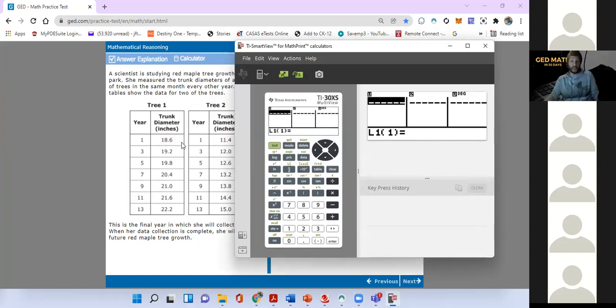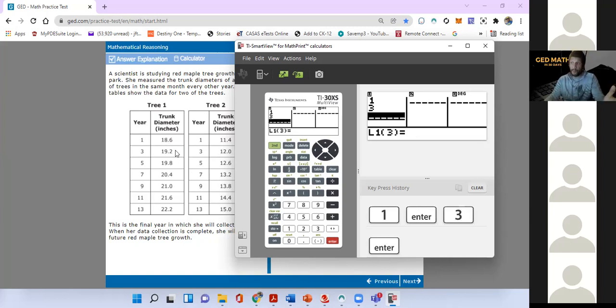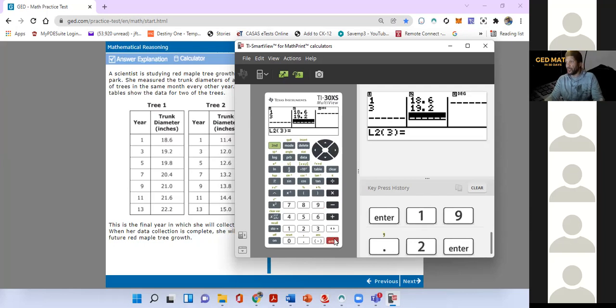I'm going to use my 2 points from tree 1. All you had to ascertain is they want the linear equation from tree 1. Boom. My X's, 1 and 3. 1, enter. 3, enter. That's my X values go in the first column. Goes in my second column are my Y's. 18.6, enter. 19.2, enter. Does everybody understand what I just did?